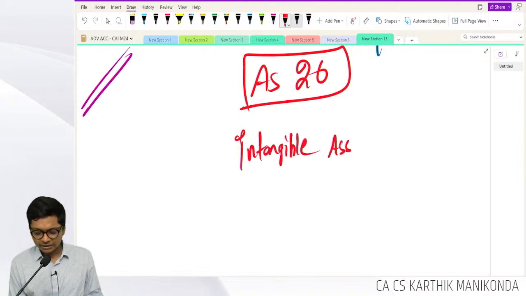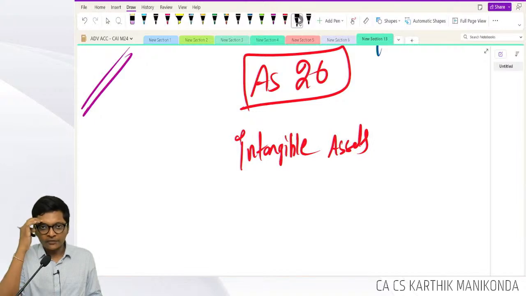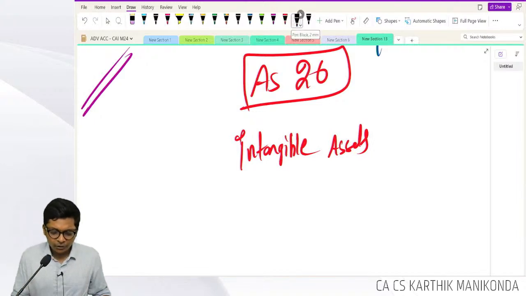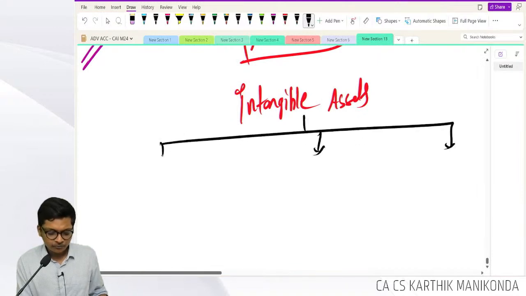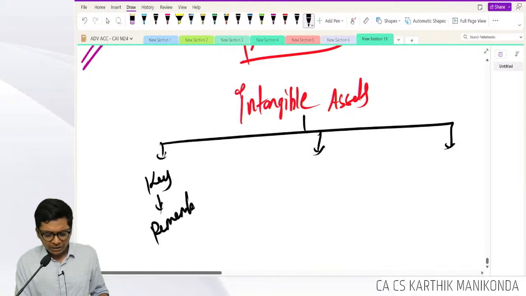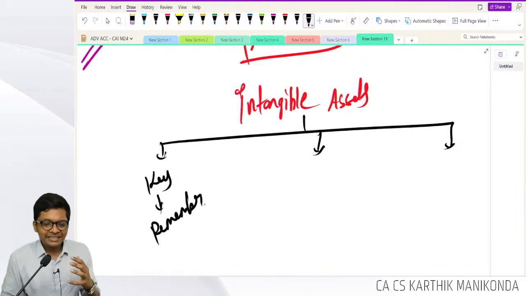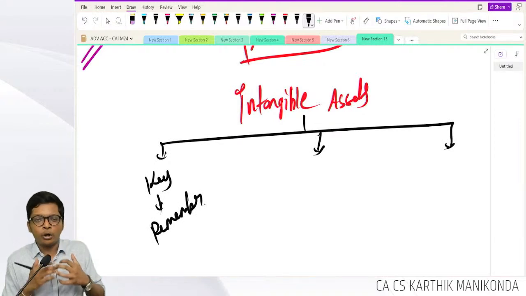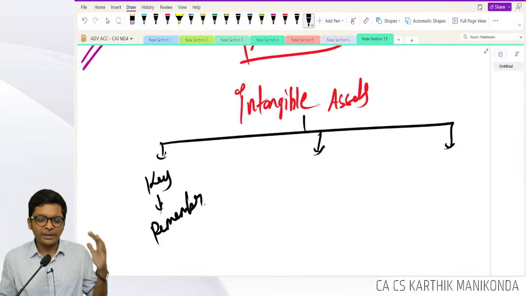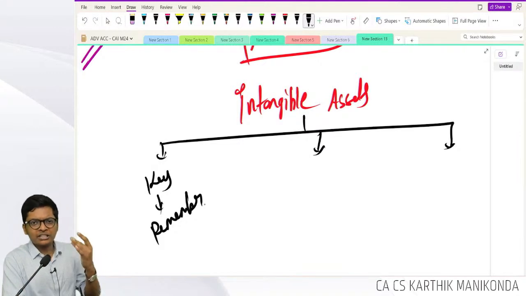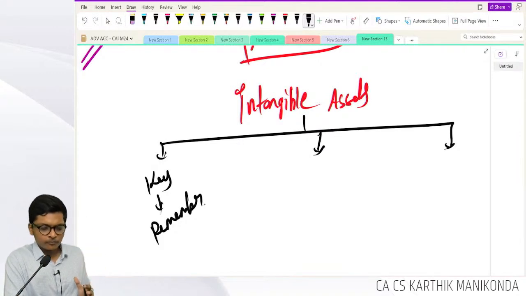Intangible assets. Again, going to purely focus on the exam. We are going to divide the standard discussion into only 3 parts. First, a few key things that you have to remember. What is an intangible asset? We have a definition. An intangible asset is an identifiable non-monetary asset without physical substance, held for use in the production of goods, rendering of services, for administration, or for rental to others.